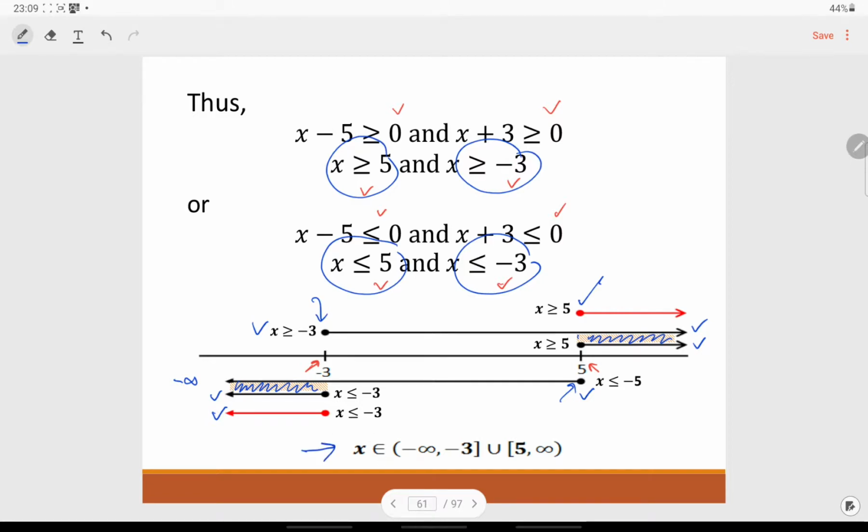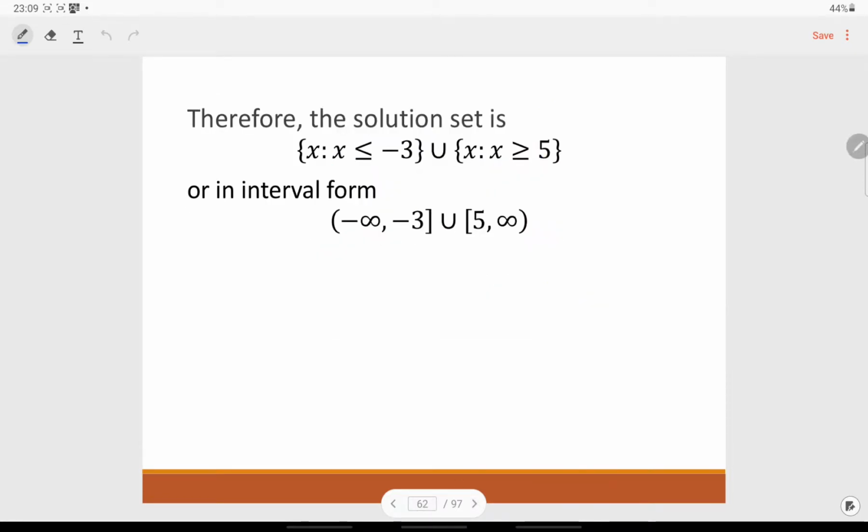So the value for x is from negative infinity up to negative 3. We use a closed square bracket because it is a closed interval. Union means that we combine it with the interval from 5, also closed, up to positive infinity. So this is the answer in interval form for the given quadratic inequality. This is the solution in the set form, and this is the solution in the interval form.